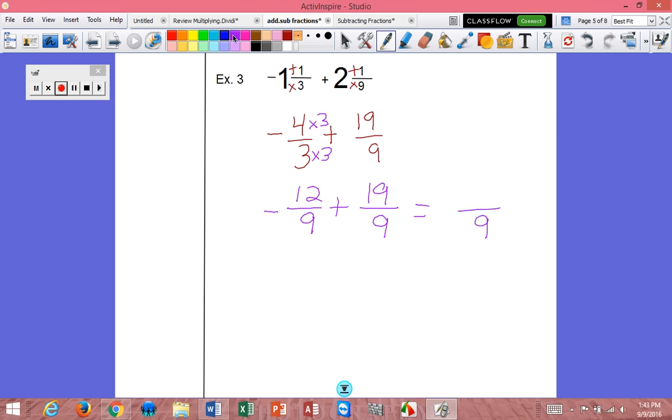And then in the numerator, we have negative 12 plus 19. We have a negative plus a positive, so we're going to subtract the absolute values. So 19 minus 12 would be 7. The absolute value of 19 is higher than the absolute value of 12. 19 is positive, so this stays positive.